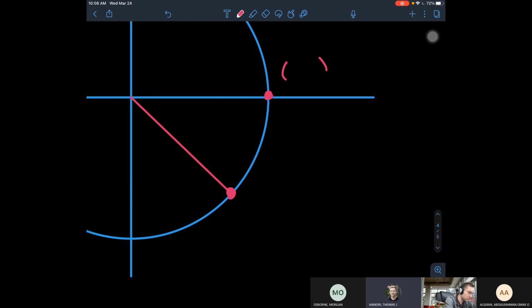So that's 2 pi. The angle would be 2 pi. Yeah. But what is the point? 0, 1. Close. 1, 0. Yeah. Okay, so what is this distance here?